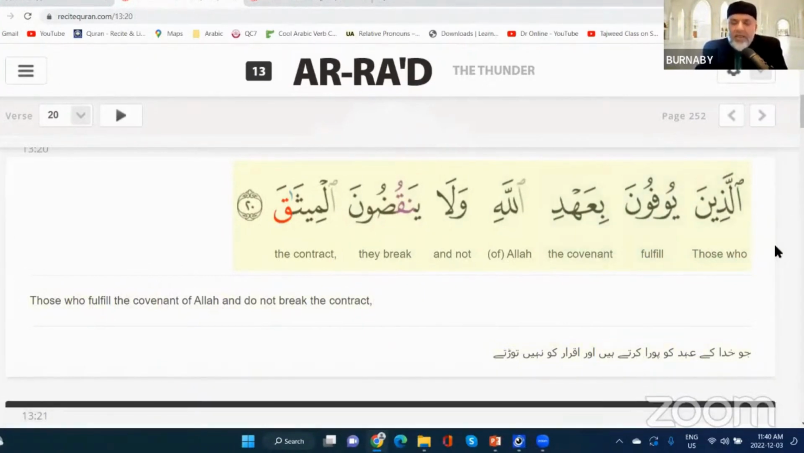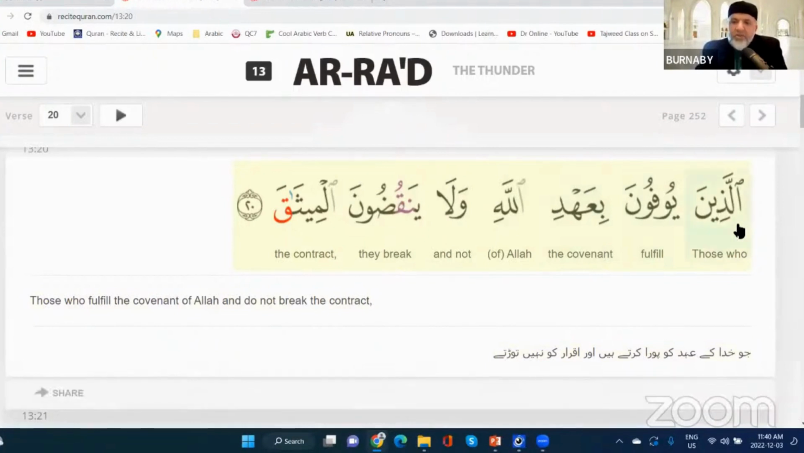A'udhu billahi minash shaitani rajim, bismillahir rahmanir rahim. Alladhina, those who yufuna, fulfill, bi ahdillahi, the covenant of Allah, wala yankudun al-misaqa, and they do not break the contract. So those who fulfill the covenant of Allah.